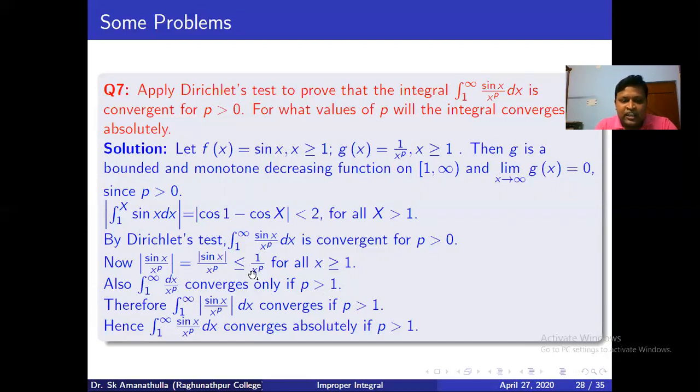Therefore, since the larger integral is convergent, the smaller integral is also convergent, and therefore by the comparison test the integral from 1 to infinity of the modulus of sin x by x to the power p dx is convergent if p greater than 1. Hence, since the integral of the modulus is convergent, the integral from 1 to infinity of sin x by x to the power p dx converges absolutely if p greater than 1.